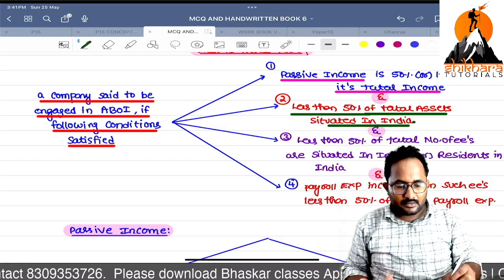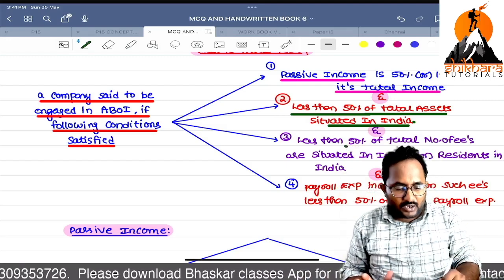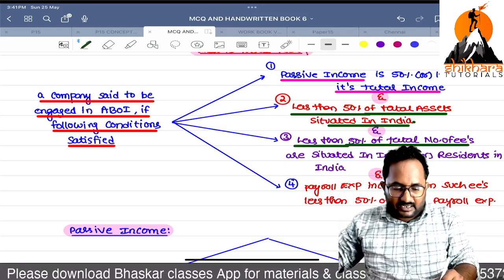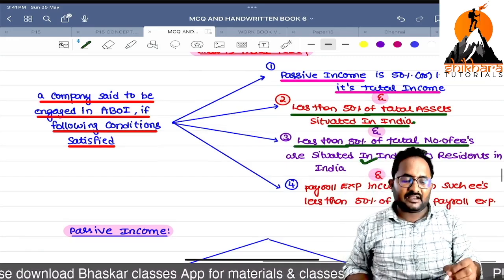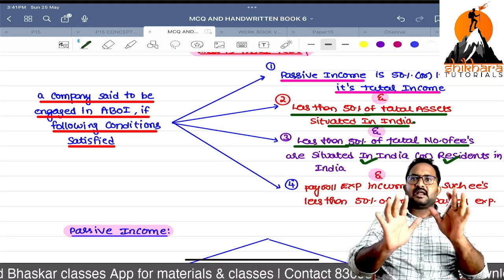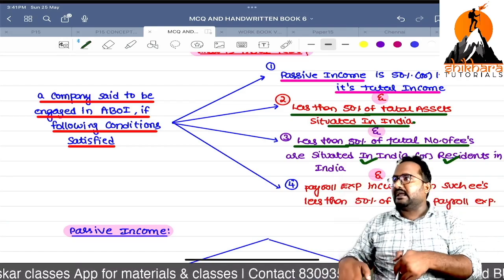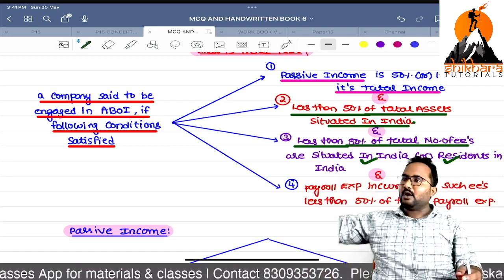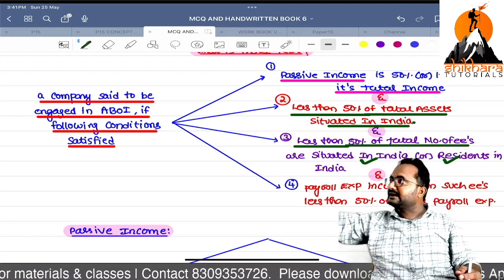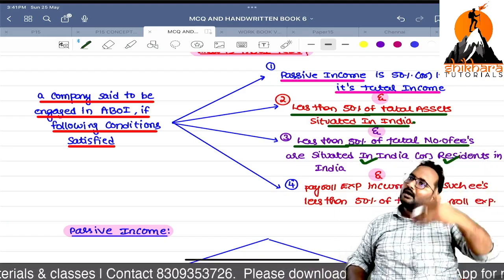Now next one. Sir, please calculate the total number of employees. Less than 50% of the total number of employees are situated in India or resident of India. For example, 100 employees are there. Only 30 are Indian residents, only 30 situated in India. The remaining 70 are situated outside India. That means actively they are working outside India.